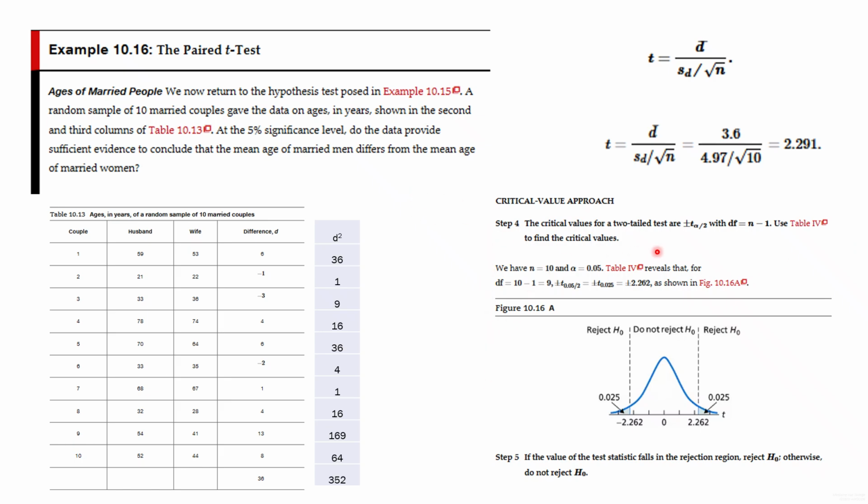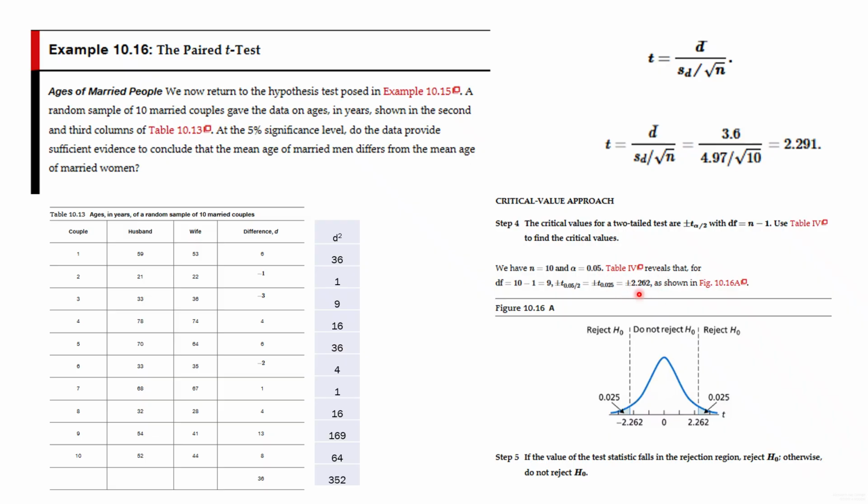So the critical value is two-tailed here. So it's T alpha divided by 2, and we're using a DF of n minus 1. So make sure that you keep that in mind, that we're going to have our T alpha divided by 2 here, which turns into T 0.025. Using your DF of 9, you can find your critical value here of 2.262.